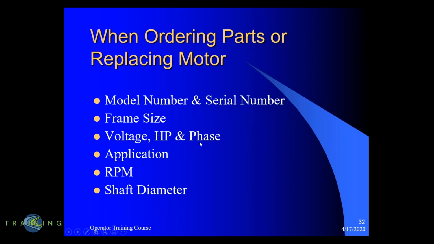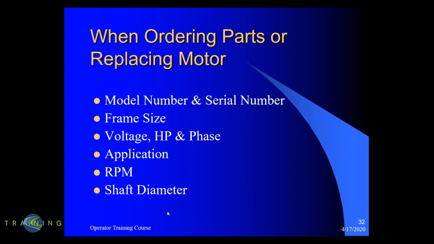Obviously, voltage, horsepower, and phase. The application is going to tell us if it needs to be a submersible motor, if it needs to be an inverter duty motor, if it's TEFC or open drip proof, the RPMs that they're working for. And then it's also important to make sure that we get the shaft diameter of the motor because there's going to be a coupling from the motor shaft down to the pump shaft that we have to tie into.